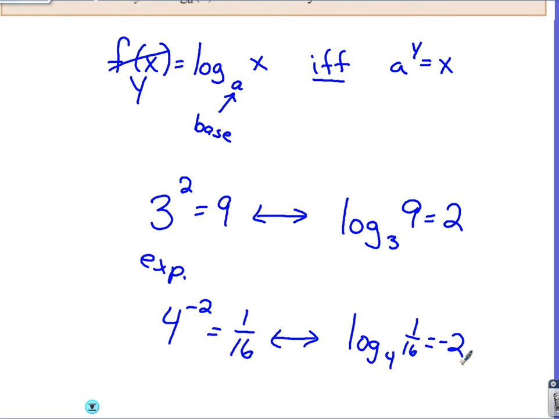Here's how I remember it. What do I call this 3 right here? That's the base of the log. And when you're dealing with an exponent, what's that called? The base. The base of the exponent and the base of the log is the same number. And all you're doing with the other two numbers is this is the argument of the log, and this is what it's equal to. You're kind of flip-flopping them. Log base 3 of 9 equals 2. Log base 4 of 1/16 equals negative 2.